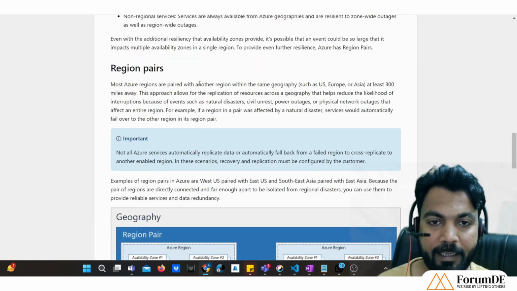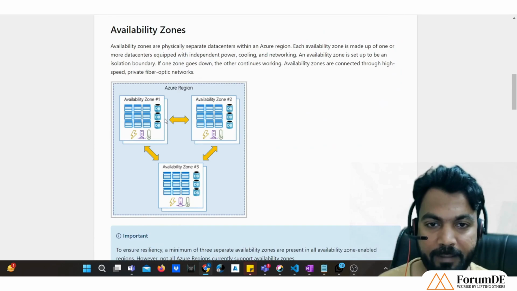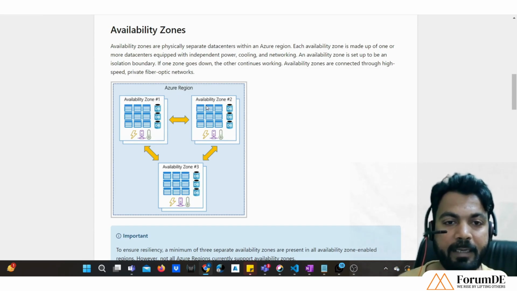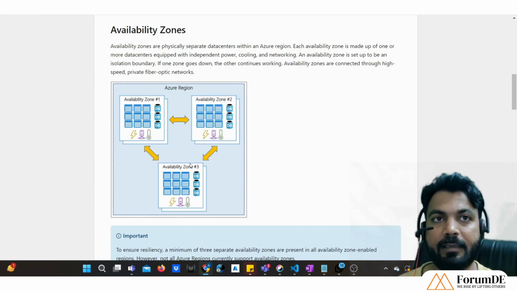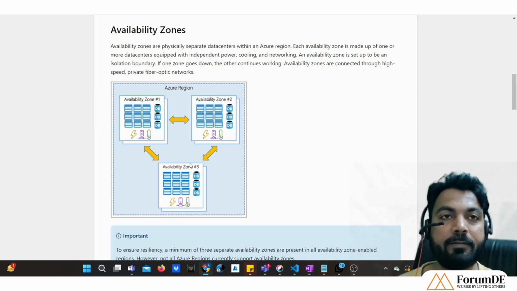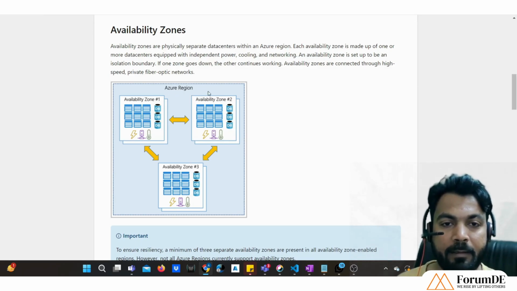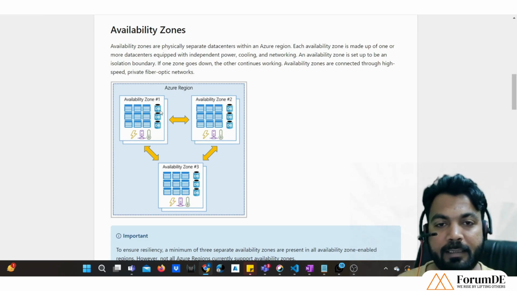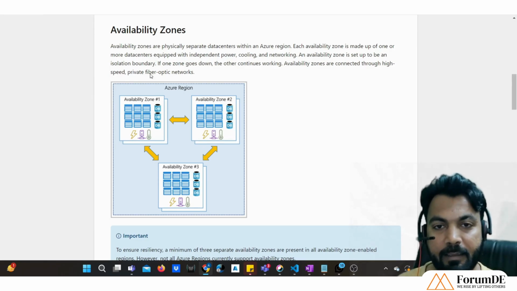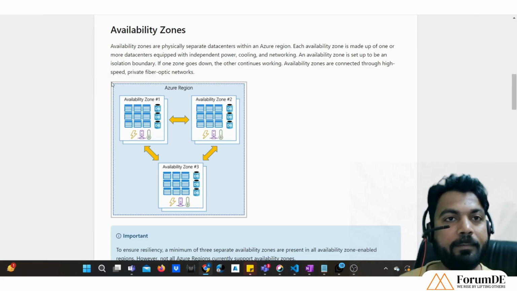Now after this availability zone, we have something called an Azure region. In one region, there are multiple availability zones, as you can see here. These availability zones are kept at a little bit of distance, like a few kilometers. Suppose these availability zones are present in the Delhi NCR region. What if an earthquake comes in Delhi NCR? Then what will happen? This whole Azure region may go down.